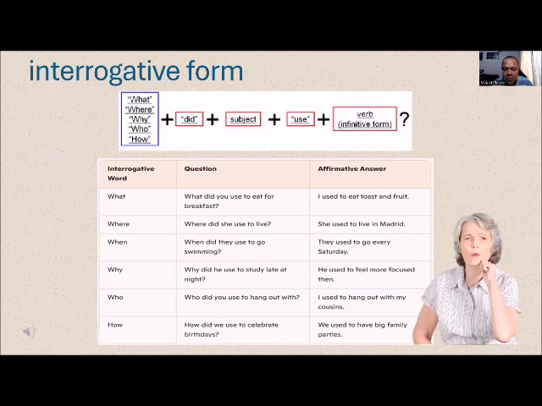For example, what did you used to eat for breakfast? I used to eat toast and fruit. Where did she used to live? She used to live in Madrid. When did they used to go swimming? They used to go every Saturday.